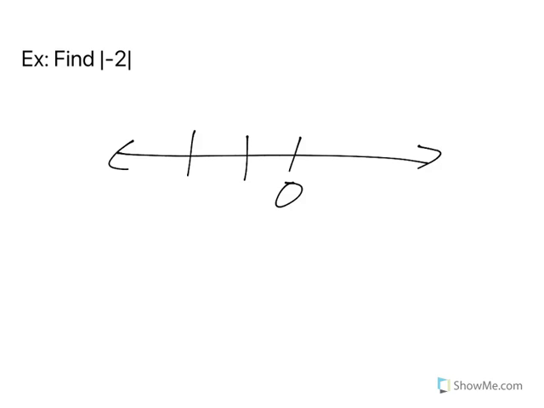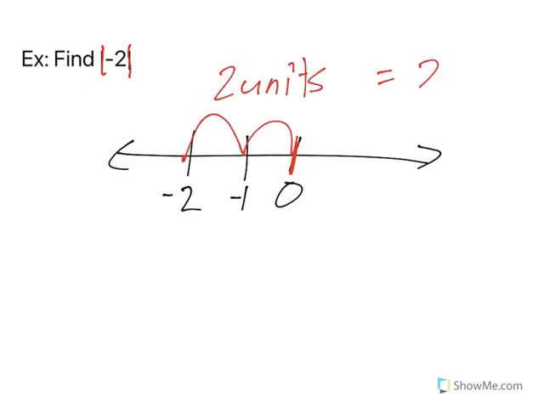-2 is to the left of 0. So this is -1, this is -2. The absolute value, right, the bars mean how many units from 0 is that. So if you start at 0 and you go 1, 2, 2 units. So the absolute value is 2. You're always counting. How many steps did I take? I took 2 steps. My absolute value is 2.